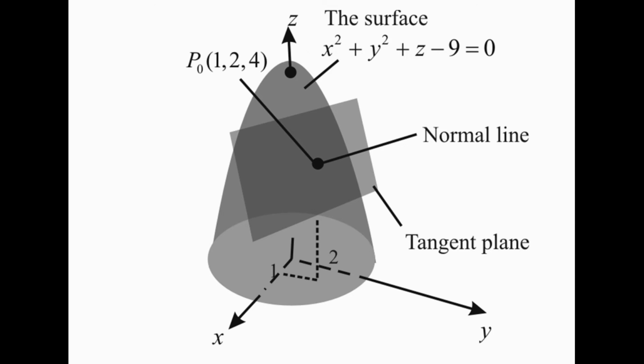And here 1, 1, 2, 4 is a point on that paraboloid. You can see that point here. And we are asked to find the tangent plane and normal line of the surface. You can see a plane here, a portion of the plane, and the normal line here.